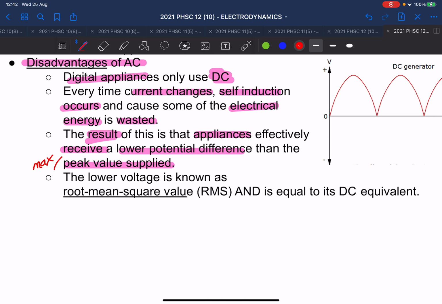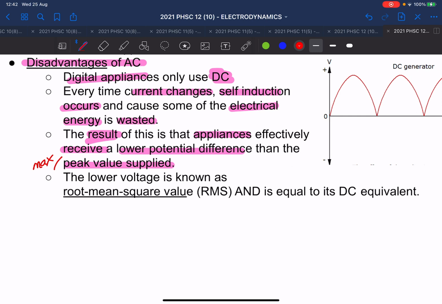Okay, so that just means ESCOM promises you 240 volts. And if you have a reader at home, you'll see you don't get 240 volts. You get 220, 180. Okay, so you get much, much less. Why? Not because ESCOM tries to cheat you, but because of self-induction. Sometimes because of ESCOM, but you know.